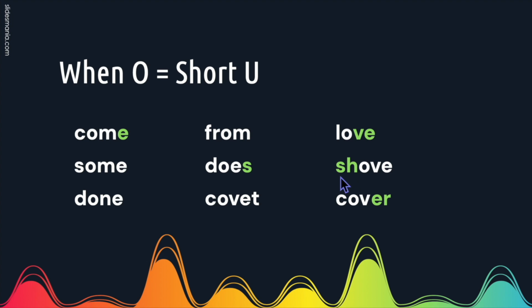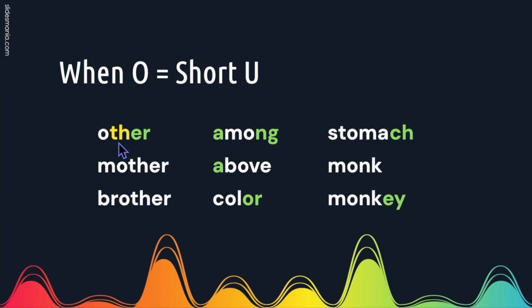SH says sh, so we have shove, and we have cover because ER says er. TH in this word is going to use its sound of V, and again we have er, so we have other, mother, and brother. A at the beginning of a word often schwas, which means it takes on a muffled sound. NG says ng, so here we have among, above, and color. Once again, this OR tends to sound like er. The CH in this word will use its second sound of k. So we have stomach, monk, and monkey.